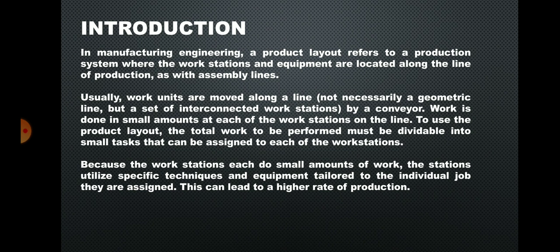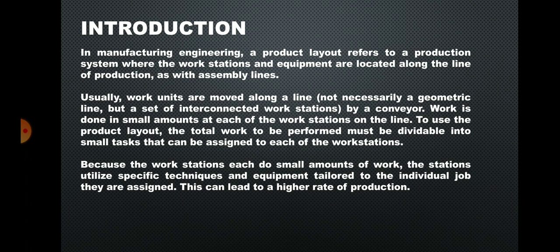In a normal process, we go to different machines for the operation on the workpiece. Not necessarily a geometric line, but a set of interconnected workstations. If the proper plant layout is not given, we have to move a very long distance or path from one machine to another machine. So it is not necessary to move along a straight line or a cross line or an incline or a perpendicular line, but by a conveyor.